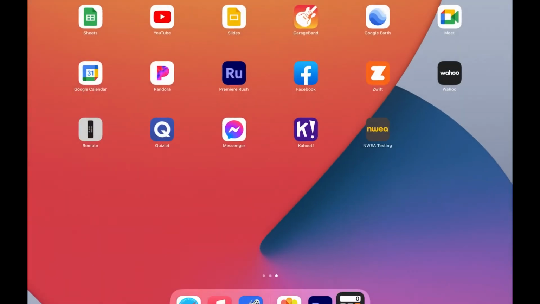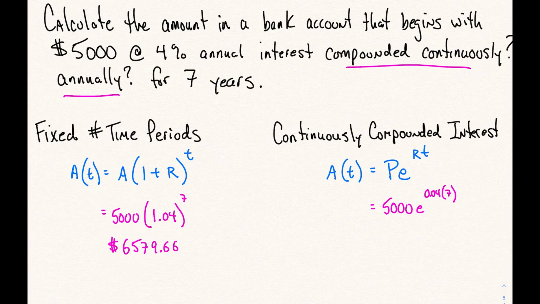Now on the opposite side, let's go ahead and do the continuously compounded. I would expect this to be quite a bit higher so that it's easier for me to remember. I'm going to do one piece of math in my head. I'm going to go ahead and do the exponent. So 4 times 7 is 28 with 2 decimals, so 0.28. So now I'm going to take 5,000 e to the 0.28.